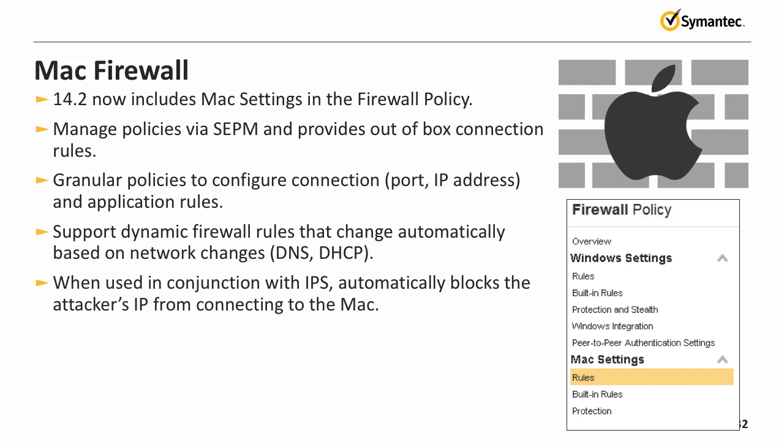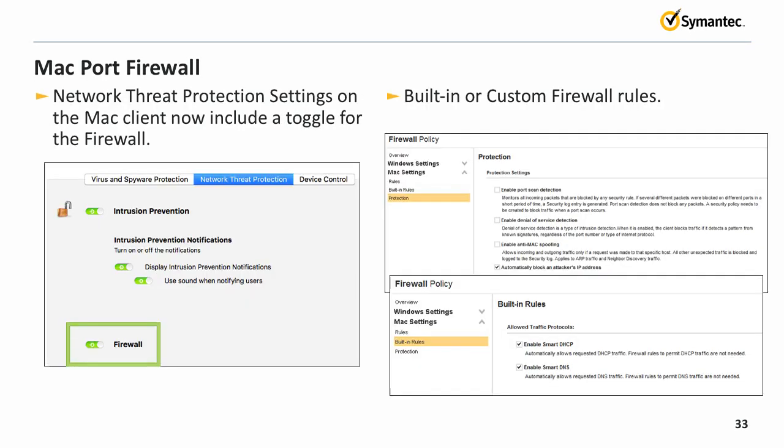Support includes dynamic firewall rules that change automatically based on network changes such as DNS and DHCP. And when used in conjunction with IPS, it automatically blocks the attacker's IP from connecting to the Mac. On the client side, you can enable or disable the firewall via a toggle switch, if allowed by policy. All SEP client installs of 14.2 will include the firewall by default.